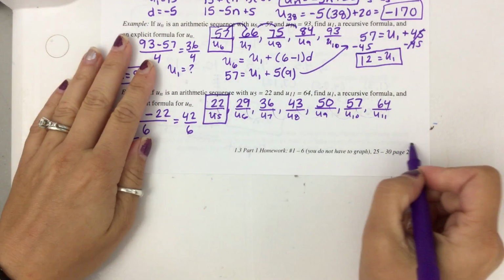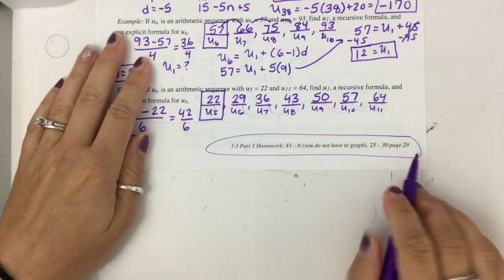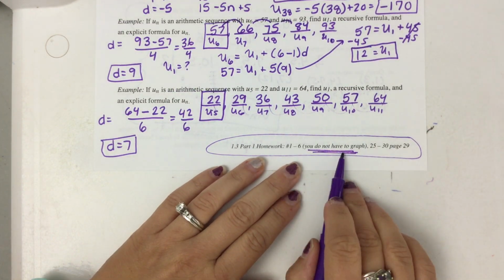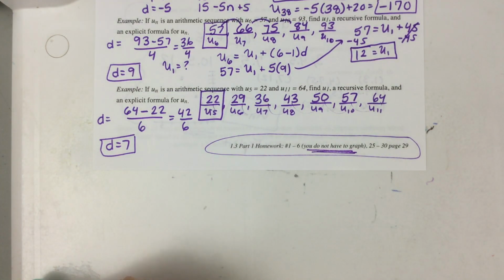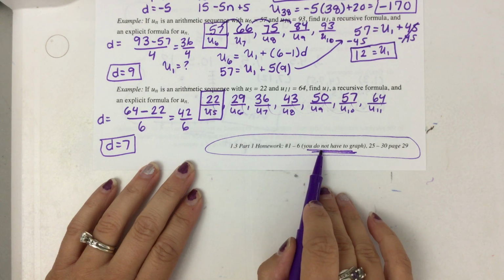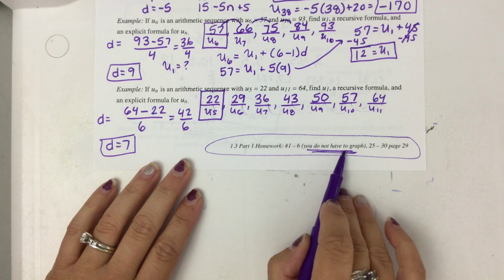Your assignment is on page 29 in your textbook. You are doing numbers 1 through 6. You do not have to graph those, okay? I know that we've worked with graphing sequences quite a bit. I did do one in the examples just to remind you how that works. So to save you a little bit of time, when you are doing 1 through 6, even though the textbook says graph, don't worry about it, okay?